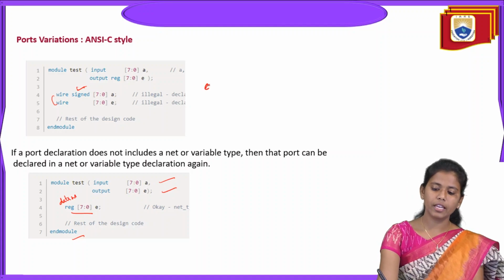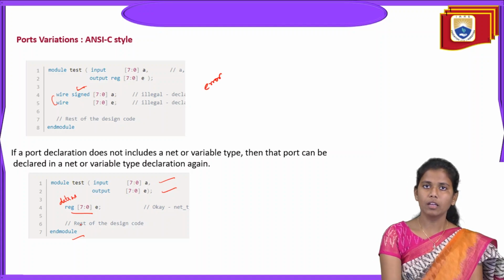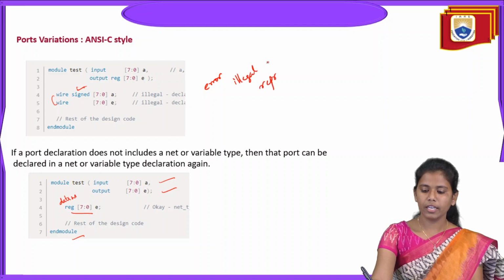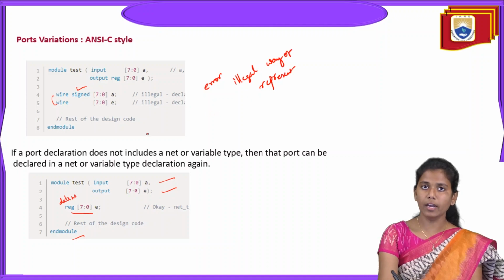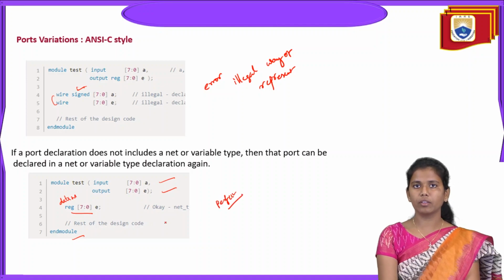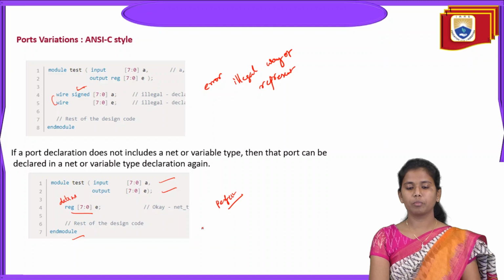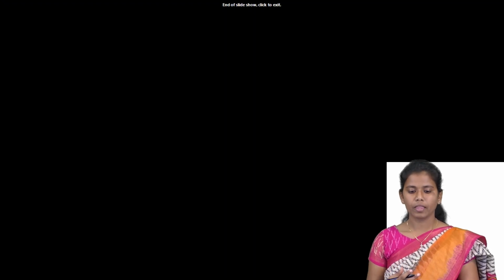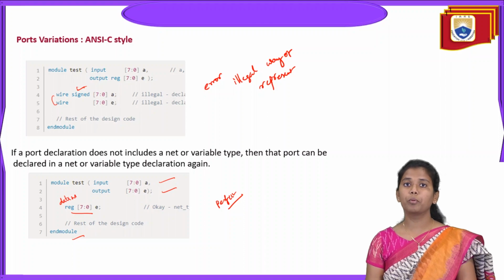Okay, there is an error here. Why? Because it is an illegal way of representation, right? So there is an error which is found, and then this is the perfect one. So this is the perfect way of writing your code in terms of the port declarations or the port variables declaration. Okay, so this is all about the port connection rules.